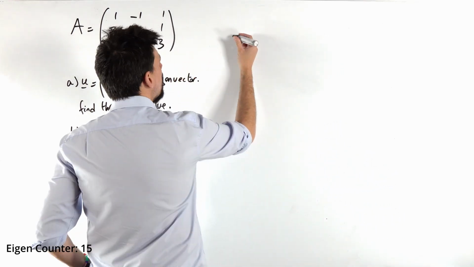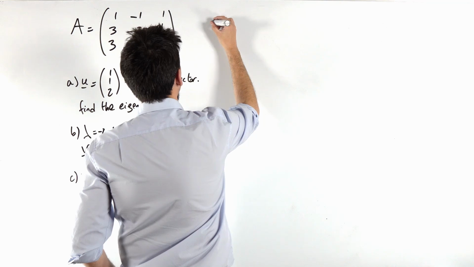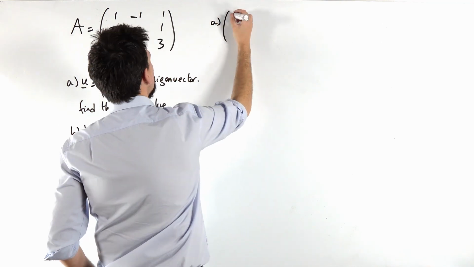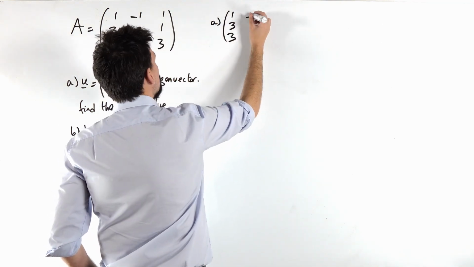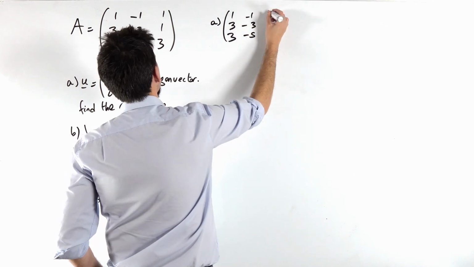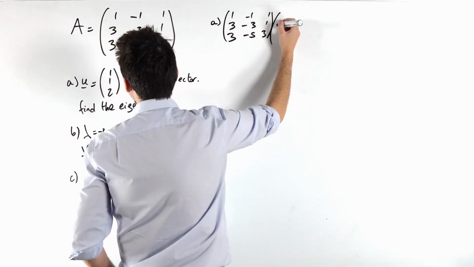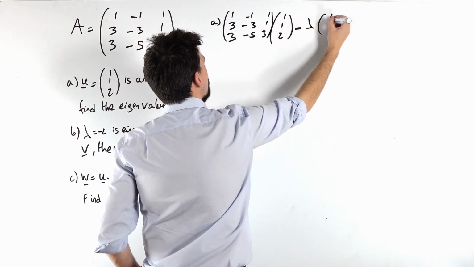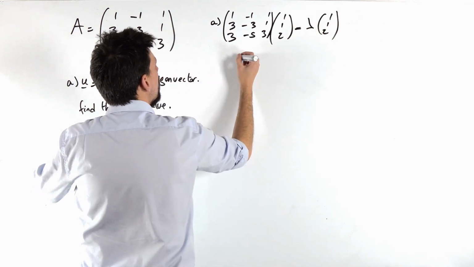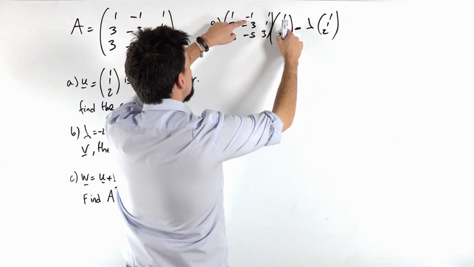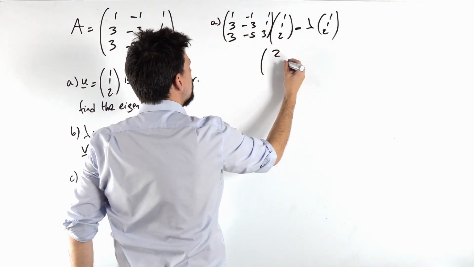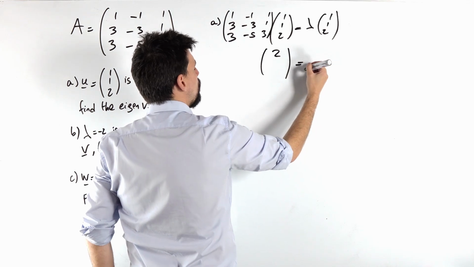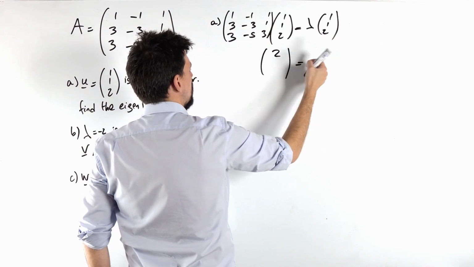What does it mean? Well, it means, let's go up here. It means that the matrix 1, 3, 3, minus 1, minus 3, minus 5, 1, 1, 3 times the vector 1, 1, 2 is equal to lambda times 1, 1, 2. Well, let's do this. 1 minus 1, 0 plus 2 is 2. Now, this is already telling me pretty much that lambda is going to be 2, right?